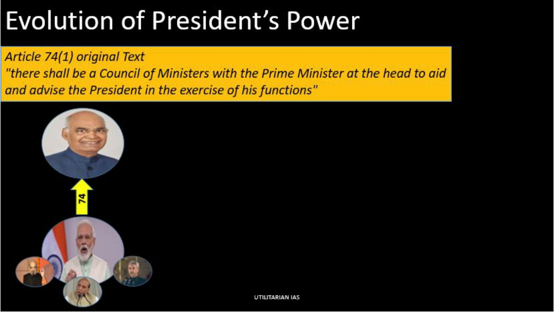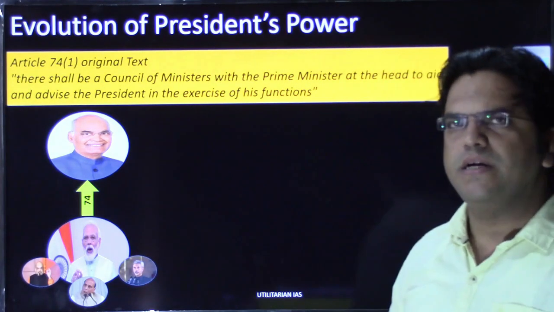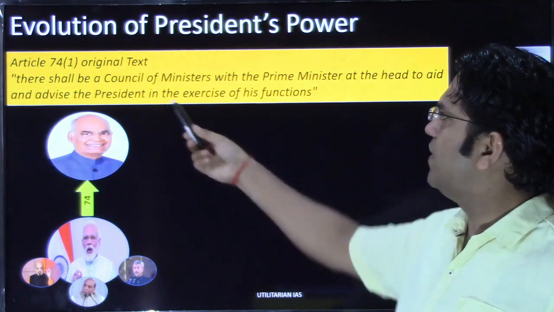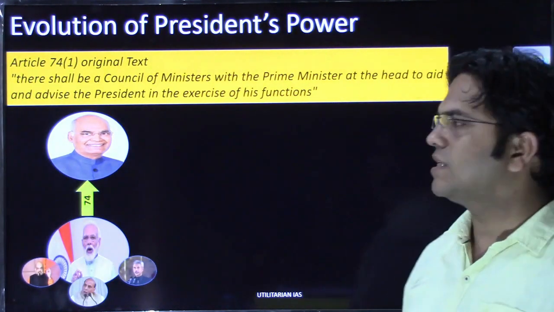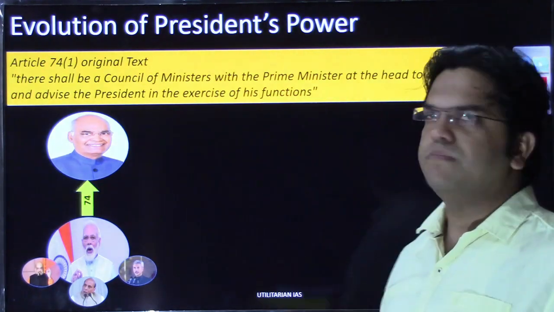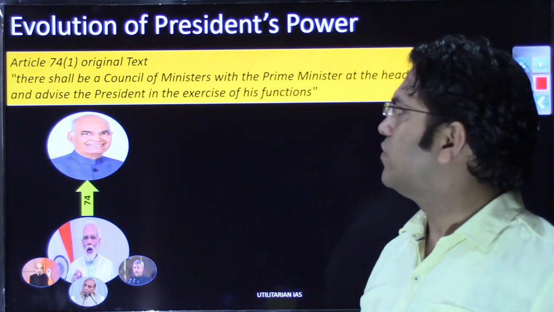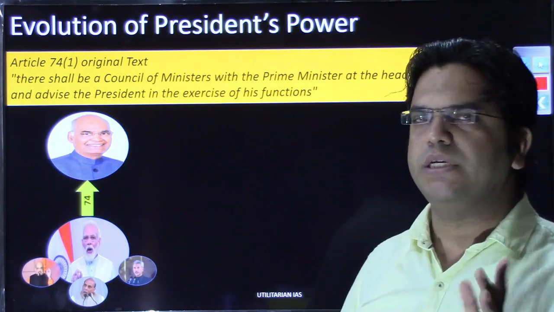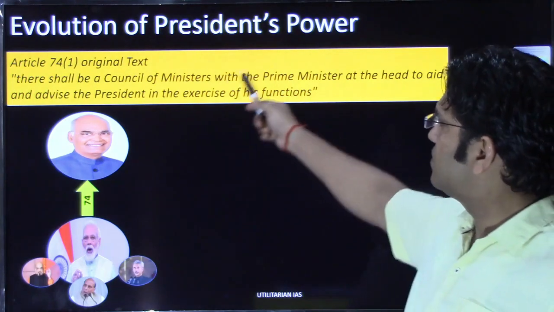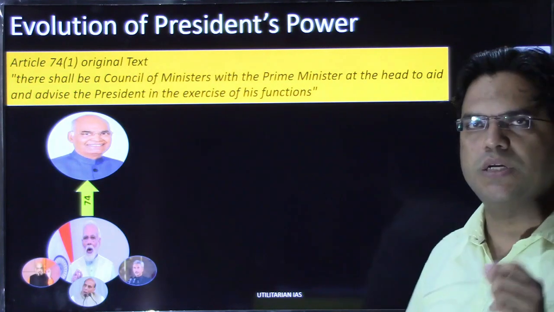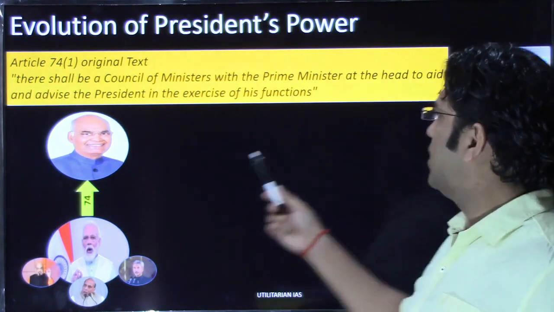So the text that you can see here belongs to Article 74, and it has two clauses. The one clause that is relevant for this discussion has been put up on the slide. The original text has been written, because this Article 74 has been subjected to amendment twice. First, it was amended in 1976, that was the 42nd amendment, and the second amendment was the 44th amendment in 1978. So the text on this slide is from the original constitution that was present in the Indian constitution until 1976.